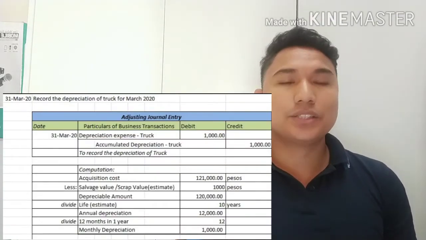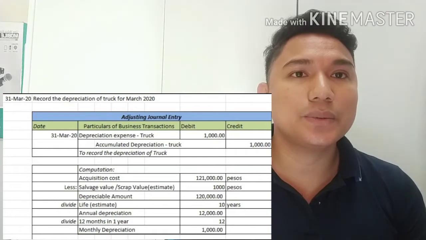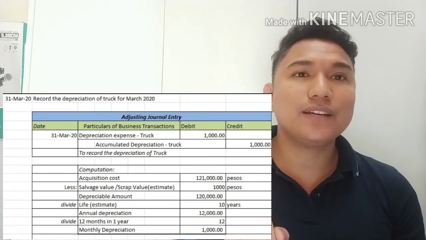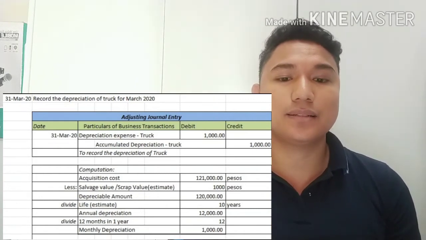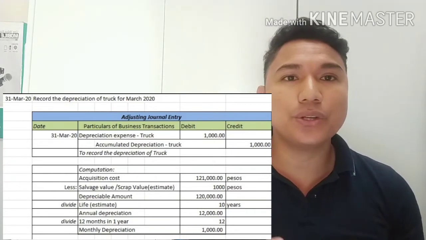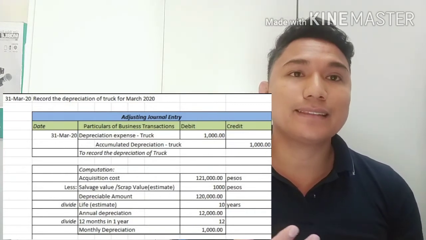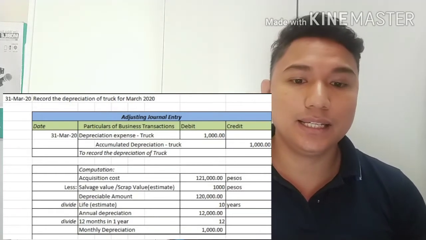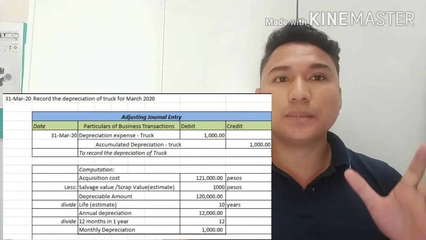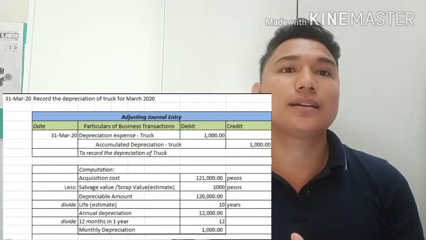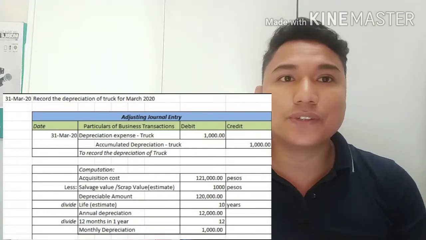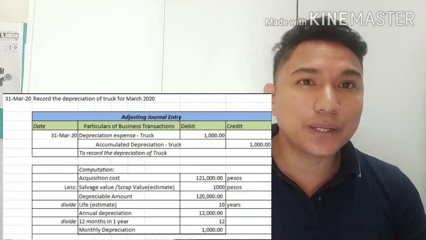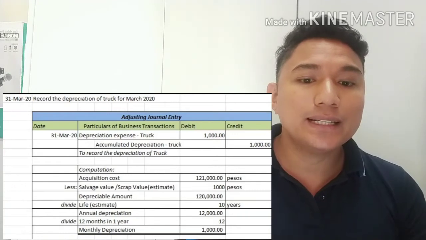Okay. Our truck has a 121,000 cost. And then I estimated that the salvage value of this truck is 1,000. I also estimated that I'm going to use this truck for 10 years in the business of Joji Langga Cleaning Company. So the concept of depreciation is we are going to allocate the cost of this truck throughout the useful life of this asset. So this 121,000 we are going to allocate as expense over 10 years.